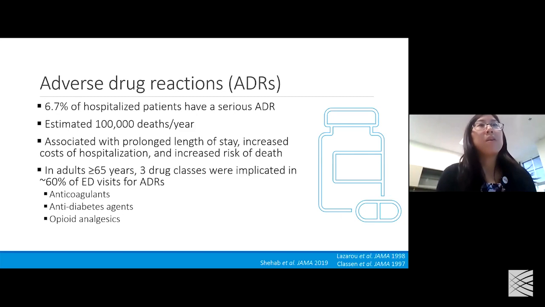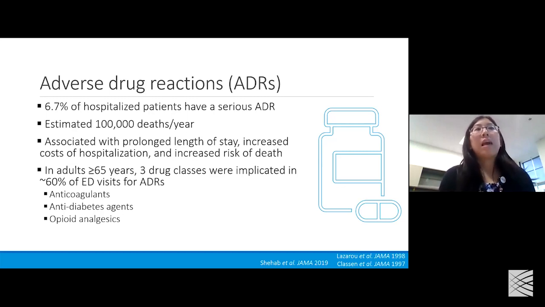So to start, a little bit of background on adverse drug reactions. Unfortunately, in the United States, 6.7% of hospitalized patients have a serious adverse drug reaction, responsible for 100,000 deaths per year in the United States. These reactions are associated with prolonged length of stay, increased costs of hospitalization, and increased risks of death.